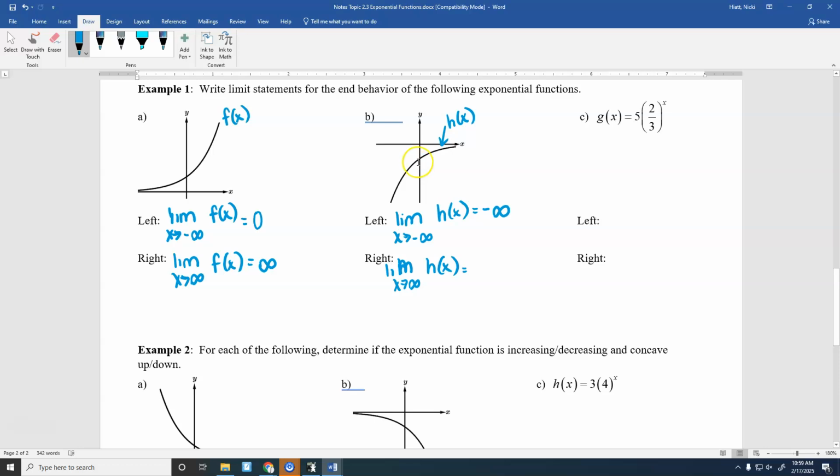And Deanna, on the right side, what is happening to our y values on the right side of that graph? It's approaching 0. Very good. It is increasing, but these have horizontal asymptotes, so you don't go with positive infinity, even though it is going up, because it's kind of leveling out for these.